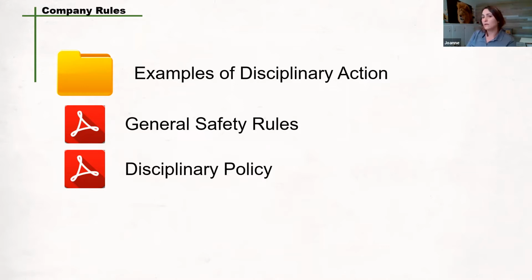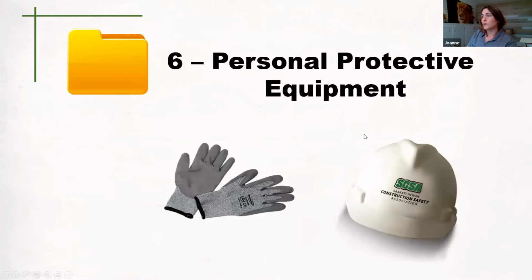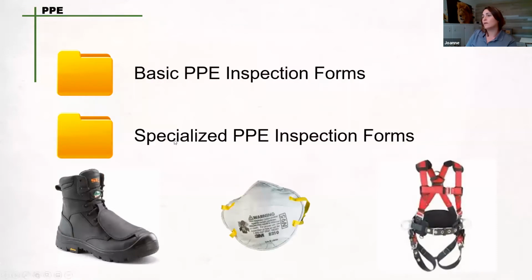So next, we are going to go to Section 6, Personal Protective Equipment. In this folder, you're going to want to have a couple of things. You're going to have your inspections for your basic PPE that you have done with your workers. They're going to store them in here, and you're going to do them at the frequency stated in your policy.